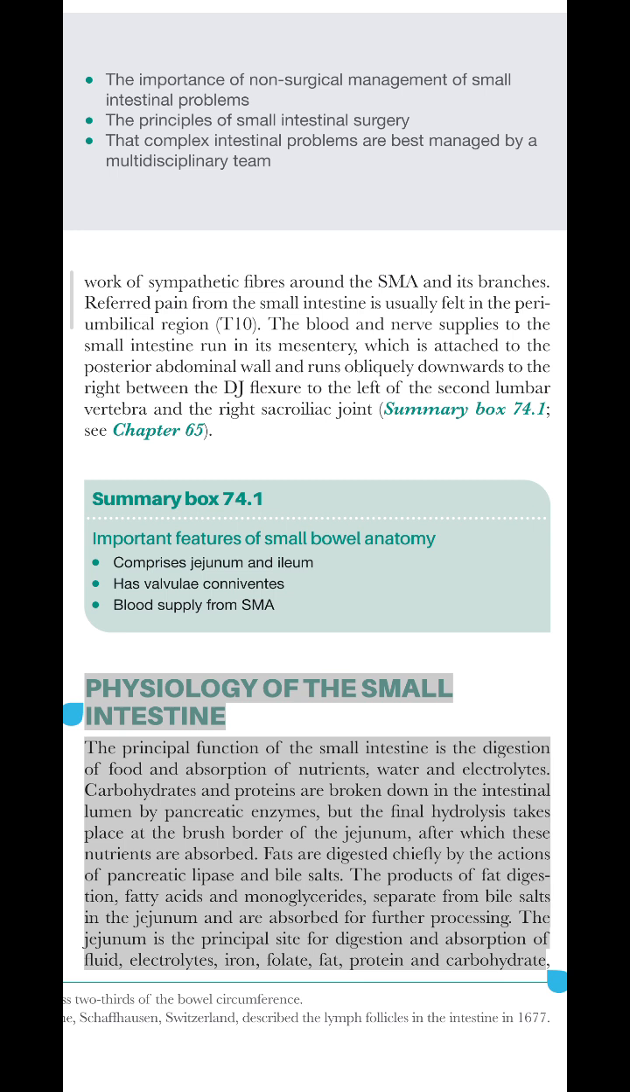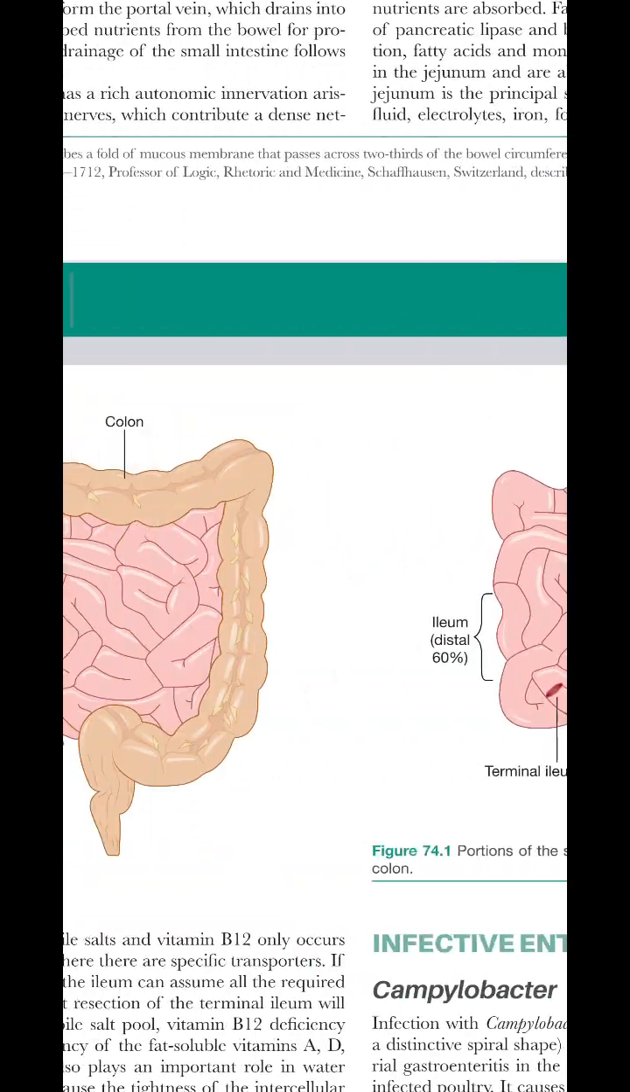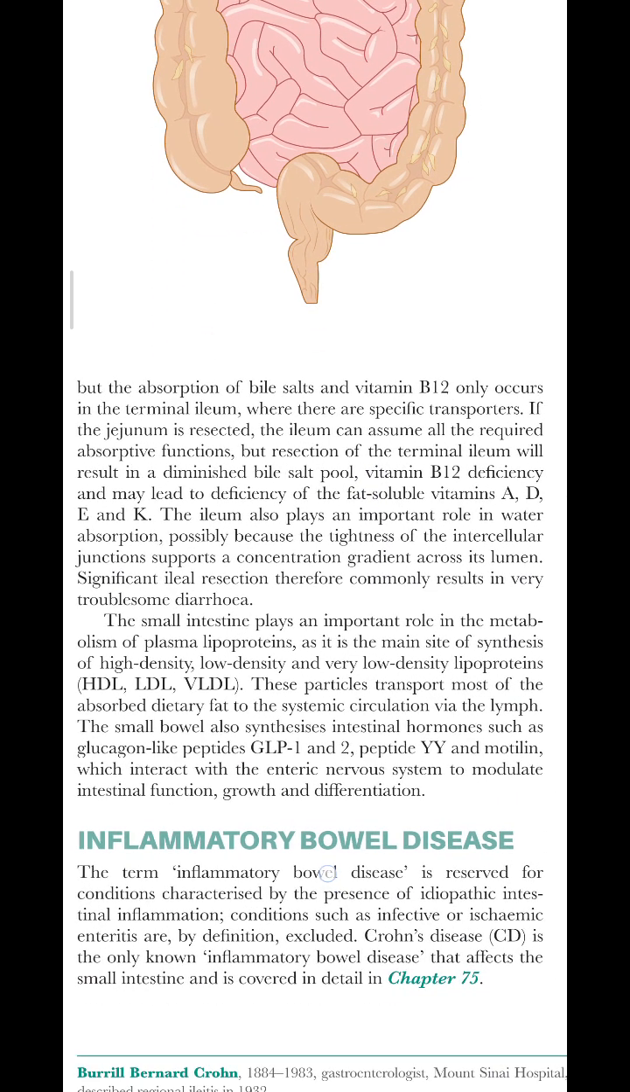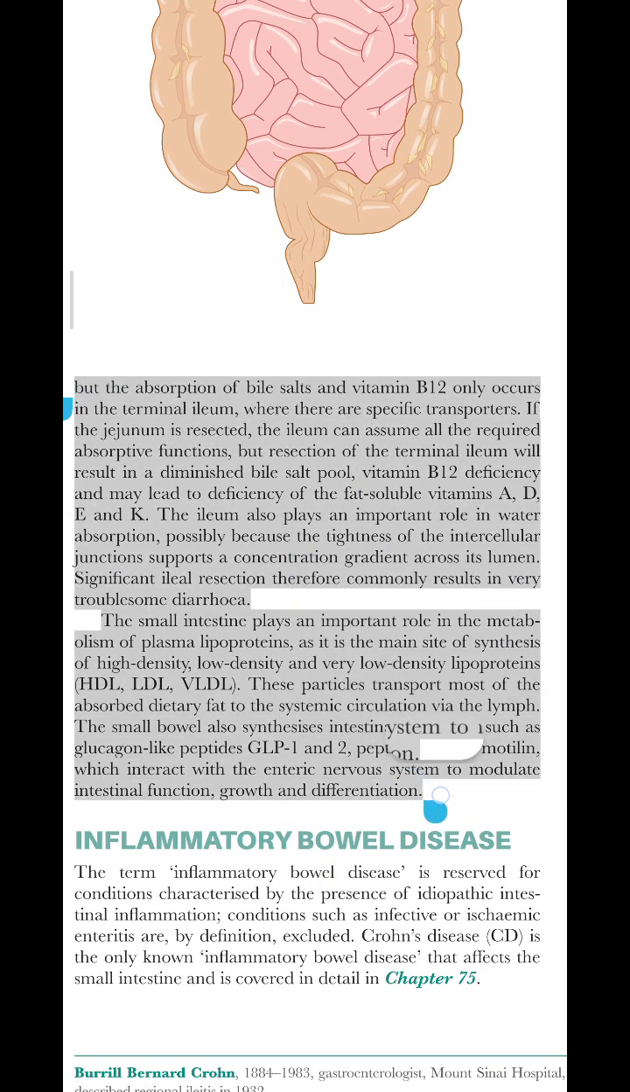Fats are digested chiefly by the actions of pancreatic lipase and bile salts. The products of fat digestion, fatty acids and monoglycerides, separate from bile salts in the jejunum and are absorbed for further processing. The jejunum is the principal site for digestion and absorption of fluid, electrolytes, iron, folate, fat, protein and carbohydrate. But the absorption of bile salts and vitamin B12 only occurs in the terminal ileum, where there are specific transporters.